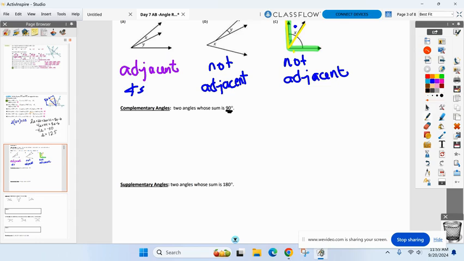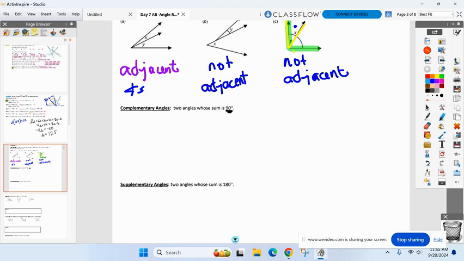Two angles that add to 90. Well, what if I see three angles that add to 90? Anybody know what we call three angles that add to 90? Triangles. That's what we call them. Complementary is specifically for two angles only.